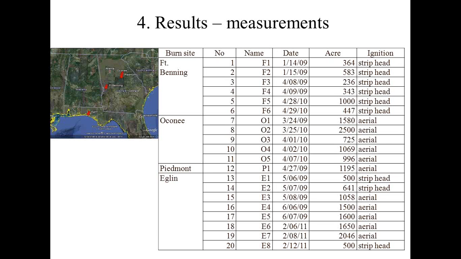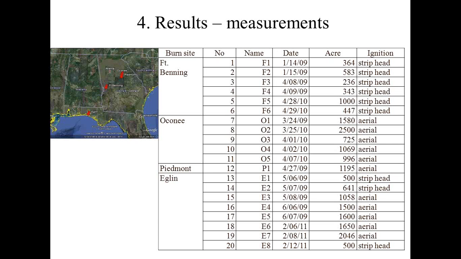So here are the results for field measurement. We conducted measurements at 4 locations in the southeast: Fort Collins and Eglin, the military bases, and the Oconee and the Piedmont National Forest and refuges. All 3 except Eglin are located in Georgia. Eglin is in Florida. And we measured a total of 20 burns.